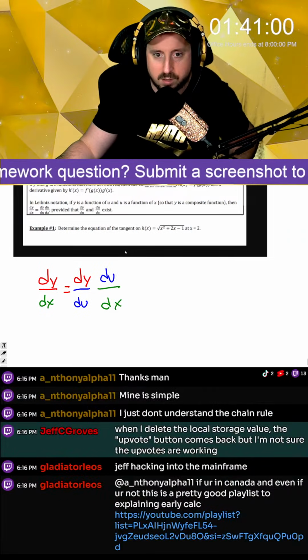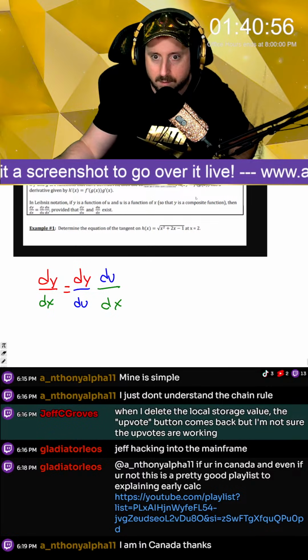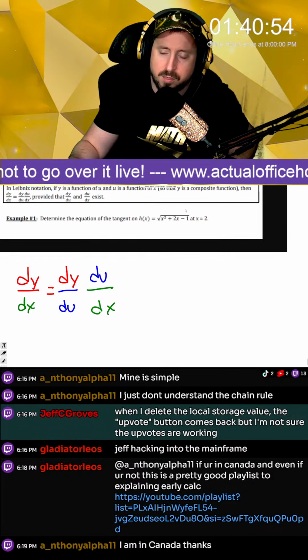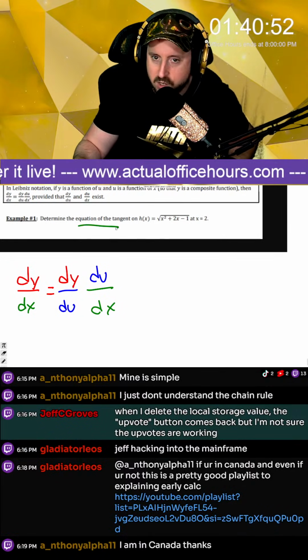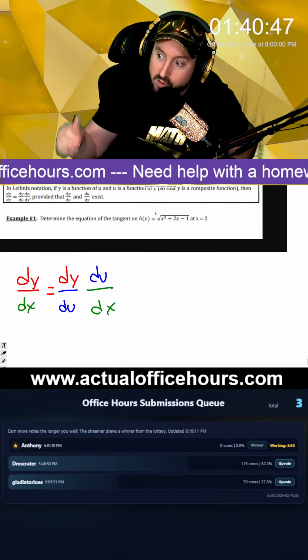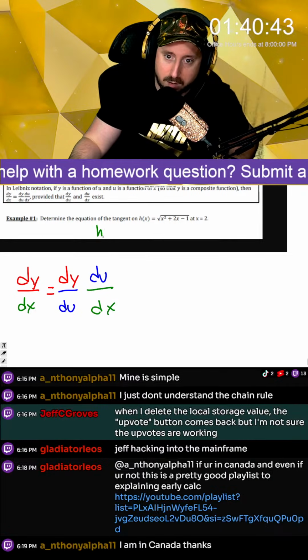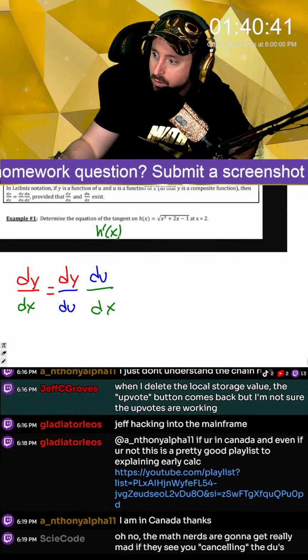So it says here, determine the equation of the tangent line on this. Determining the equation of a tangent line means I need the derivative of h of x, because the derivative will get me the slope of the tangent line. So I want h prime of x, and that's where you need the chain rule.